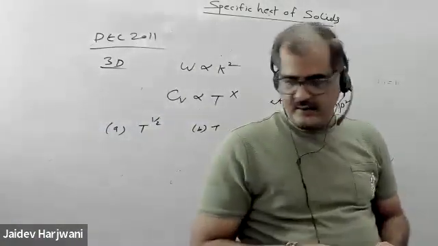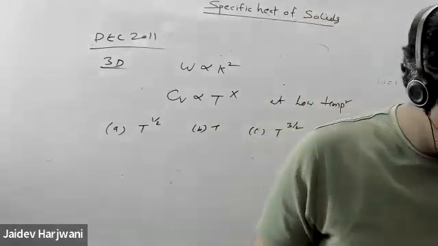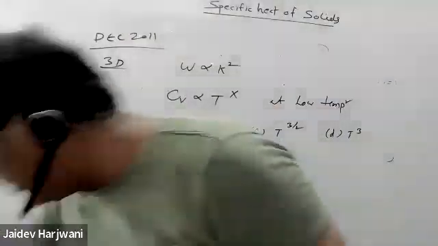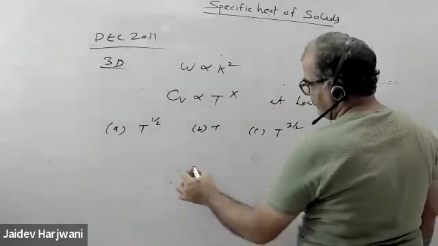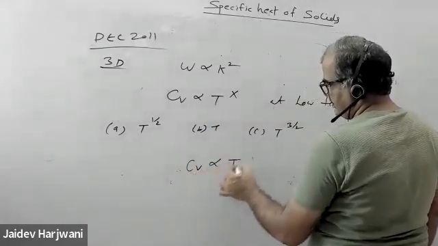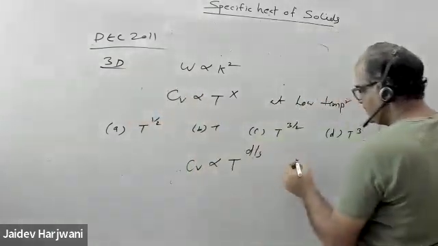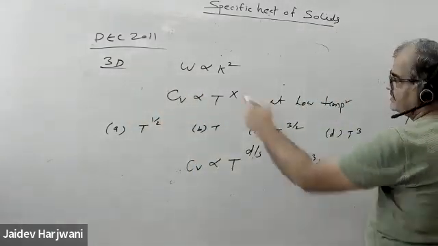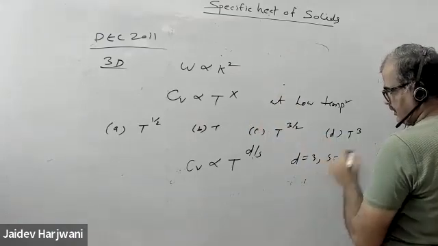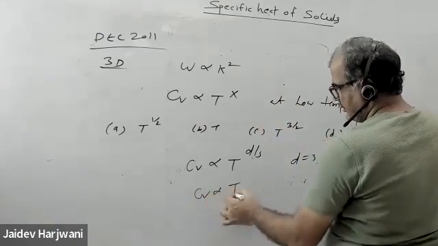Okay, what should be the answer? Let's see. C. Okay, what is the formula for Cv? Cv is proportional to T power d by s. Now here it is a 3D solid, so d is 3 and s is 2. Okay, so Cv becomes simply T power 3/2.